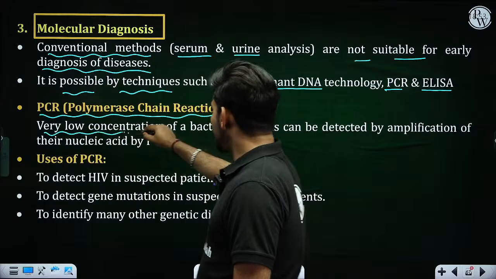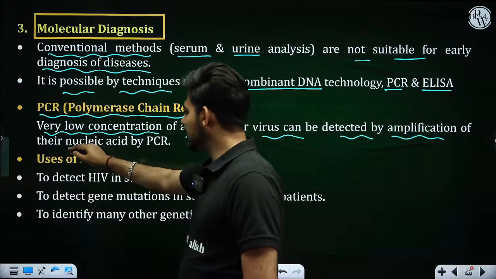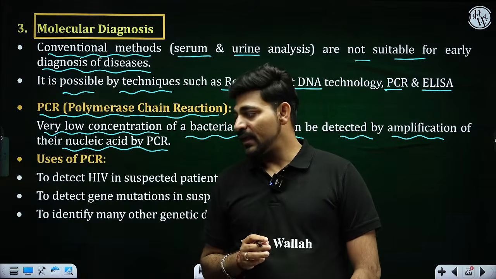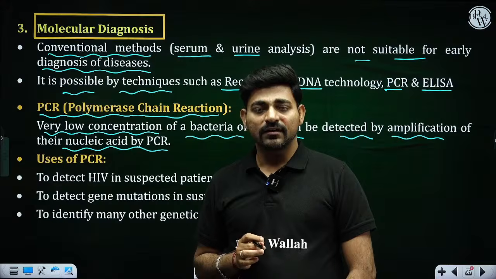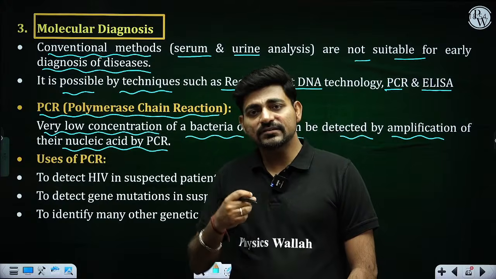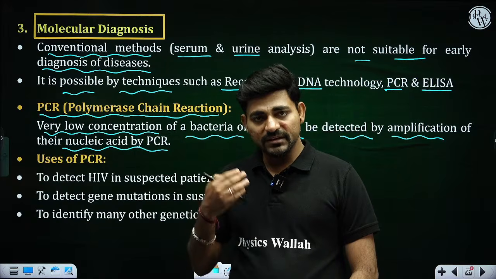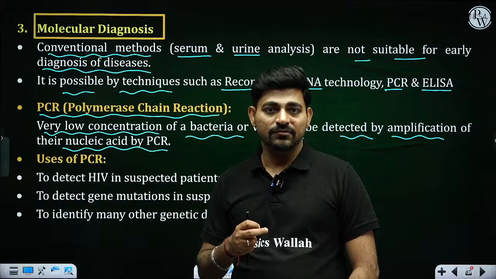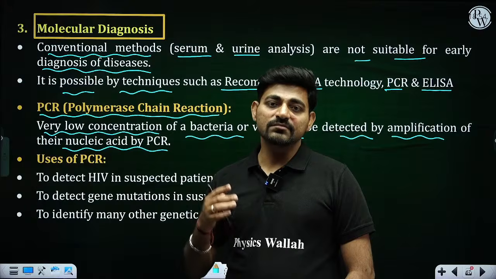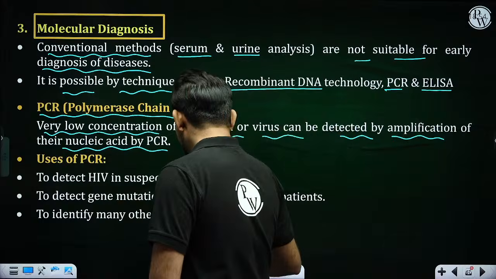If you have very low concentration of bacteria or virus, it can be detected by amplification of their nucleic acid by PCR. So if I collect saliva sample from your body and inside the saliva sample, suppose there is very low titer, very low concentration of the viral DNA or the bacterial DNA present. So if we perform PCR within few minutes or within half an hour, we just have observed from one single DNA you can create near about 1 billion copies of sample. Okay. Now, where you can use PCR?